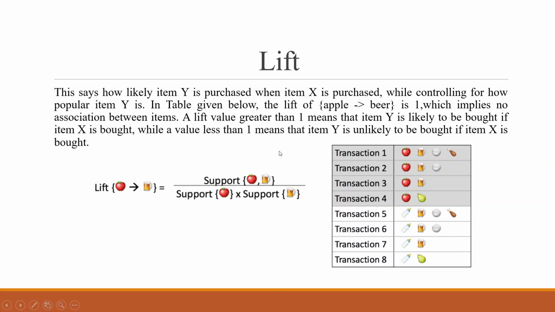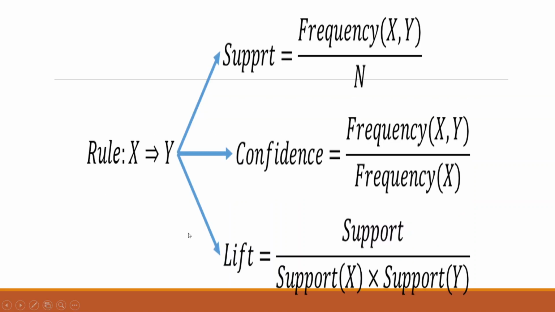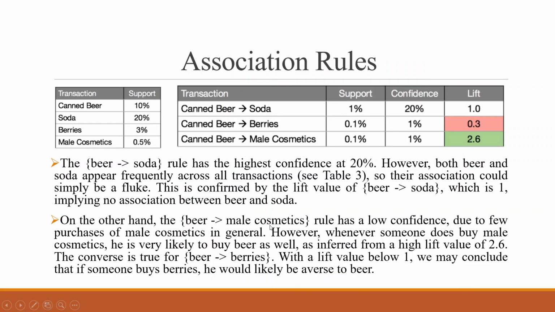While a value less than 1 means that the item Y is unlikely to be bought if item X is bought. So the three measures are: support, which is the frequency of occurrence of X and Y together, divided by the total number of transactions. Confidence is the frequency of X and Y together divided by the frequency of X. And lift is the support of X and Y together upon the support of X into the support of Y.